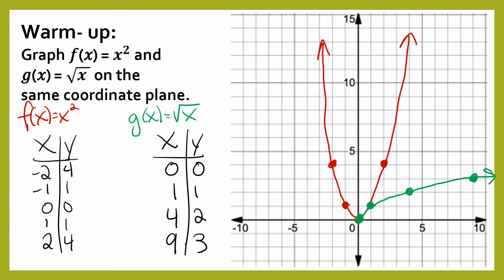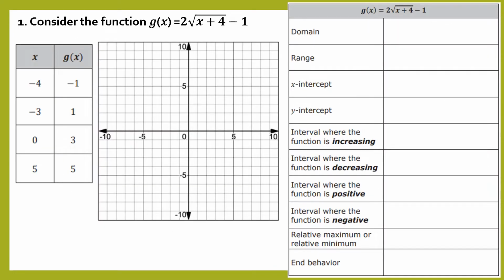Alright, so just to get us thinking about our radicals. So today we're going to mainly focus on the key features of our radicals. Alright, so they give us this function, this is a square root function. They give us a table. We're going to go through and find all the key features.